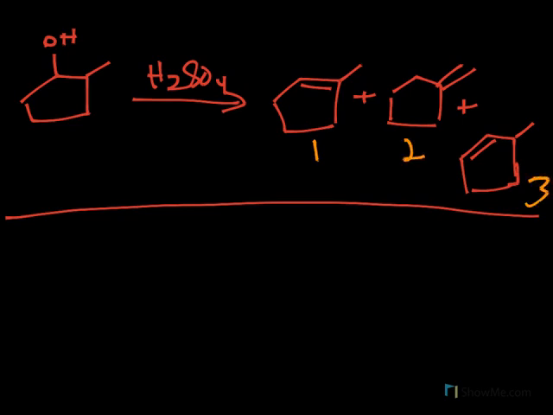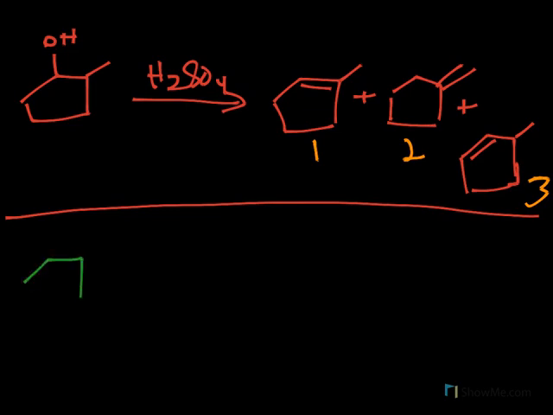So we have three products, and then we're going to talk a little bit about the Zaitsev rule and choose our major product. We're going to talk about why that certain product, either 1, 2, or 3, is going to be our major product based on the Zaitsev rule. But first, let me show you how you get all three products, and then we'll pick our major product. So let's go ahead and walk through this mechanism here. I'm going to choose a different color, so let's go with green.